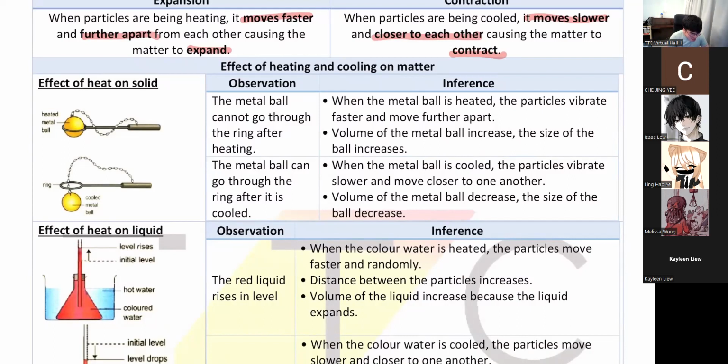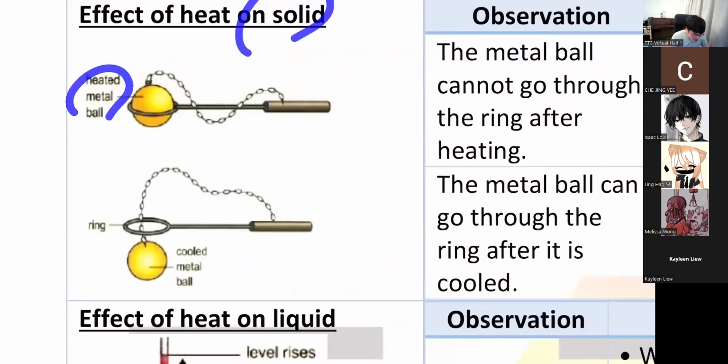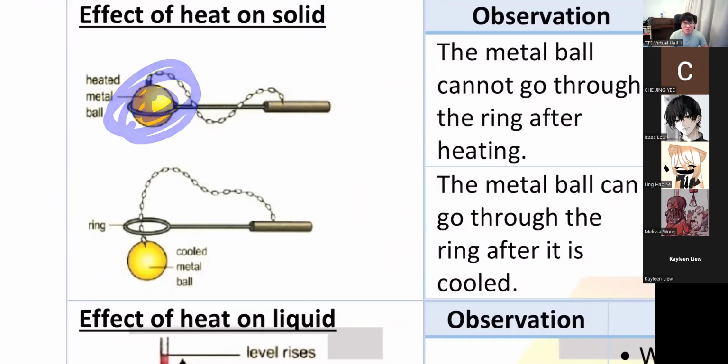Goodness me. Okay, anyway, let's look at this one, it's solid. When it's heated, it expands, so you cannot go through this. Guys, did you do this in primary school? And when it's cool, then you can pass through because the thing contracts. Have you done this in school?